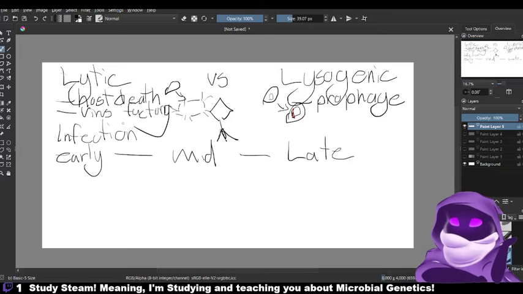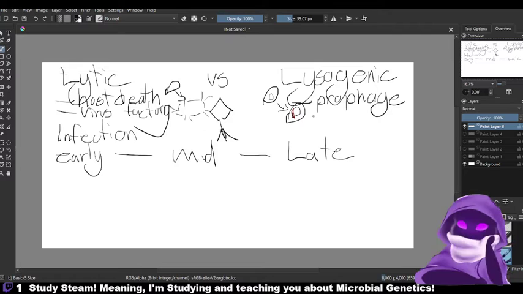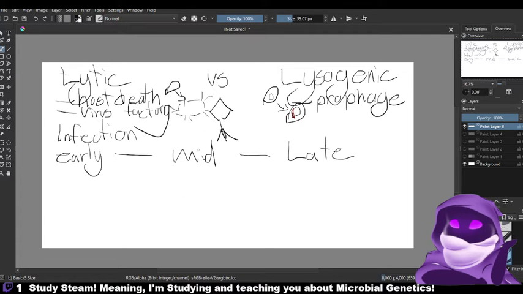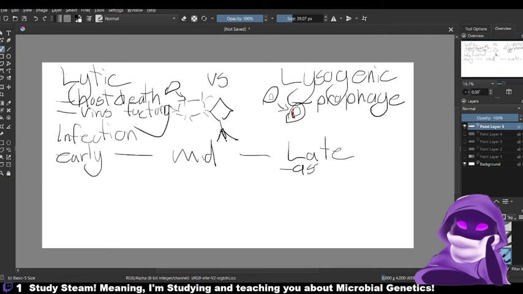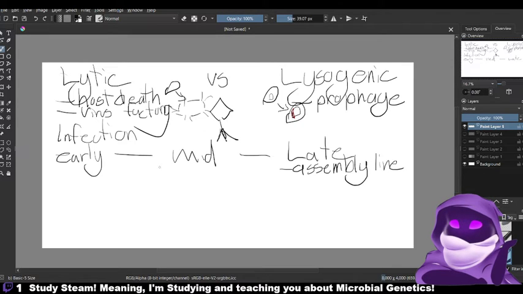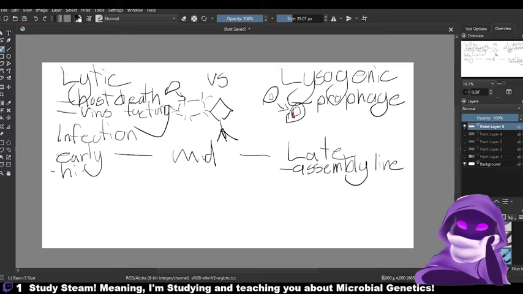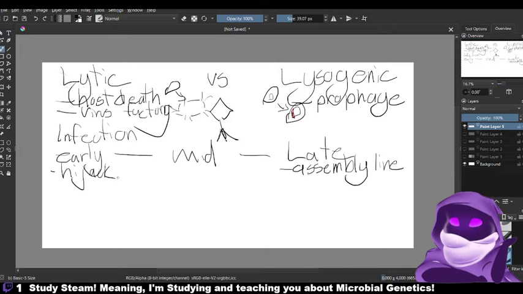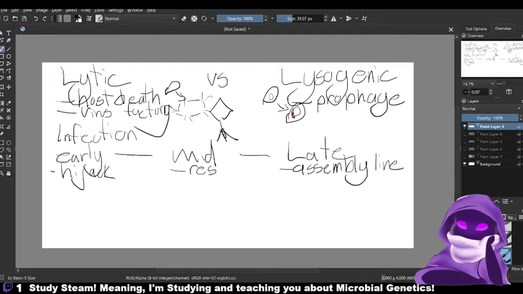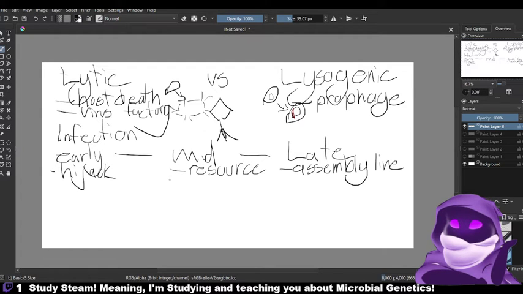So, in becoming a little virus factory, in the early stage, all we care about is hijacking things. In the middle stage, we care about maintenance and getting all of the resources. And late phage is actually putting our end virus together. So that is when we are doing the assembly line. So late is assembly. Early is hijack. And middle is usually resources and making parts. So resource and production, let's say.